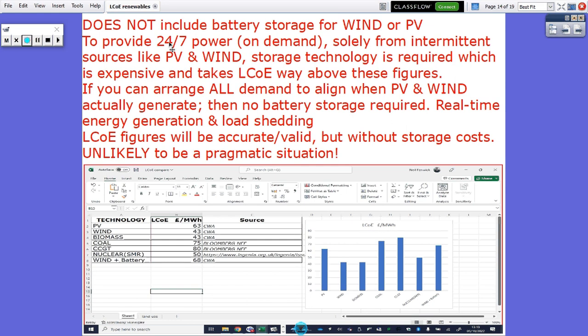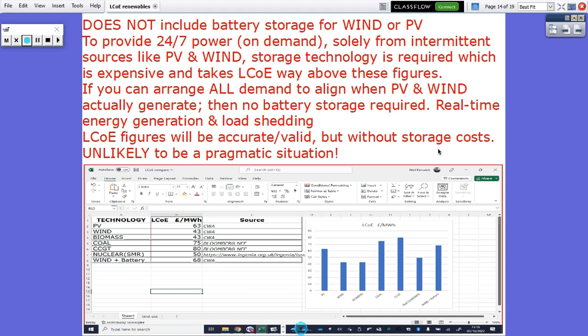To provide 24/7 power on demand solely from intermittent sources like PV and wind, storage technology is required, which is expensive and will result in your levelised cost of energy for renewables going significantly higher. If you can arrange all your demand to align with when it's sunny and windy, using that real-time generation, your levelised cost figures will be accurate and valid. However, that's unlikely to be a pragmatic situation.